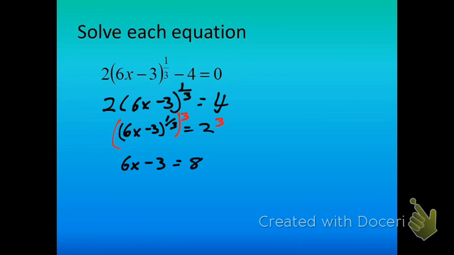I'm going to add that 3 over. You get 6x equals 11. Divide by 6, x equals 11/6. And if you go back and check it, you'll find out that it does check out.